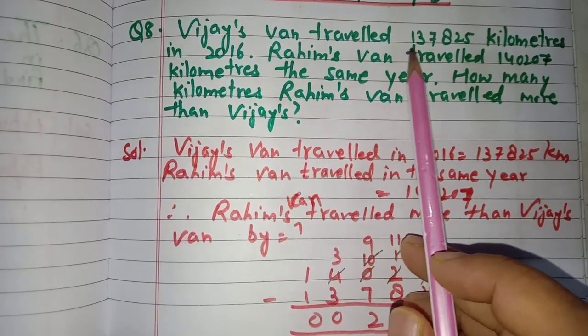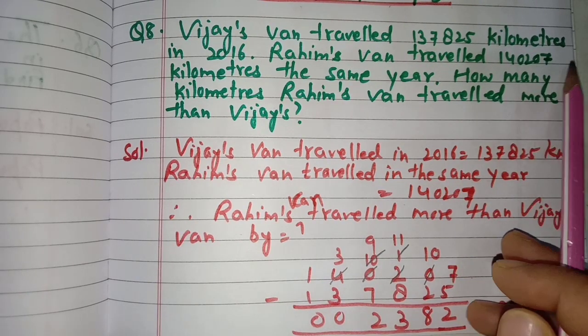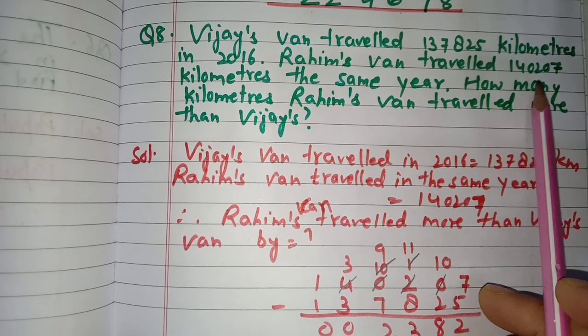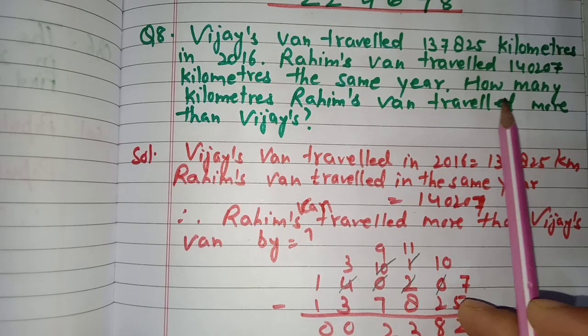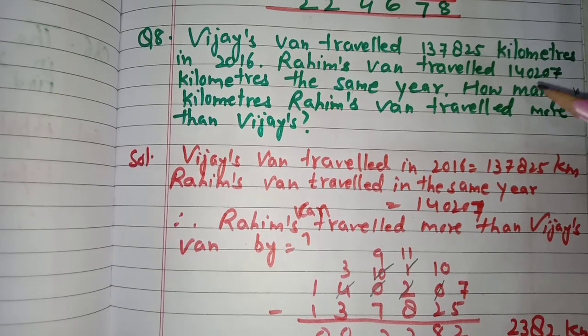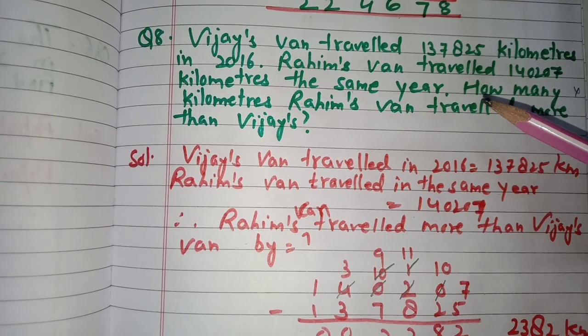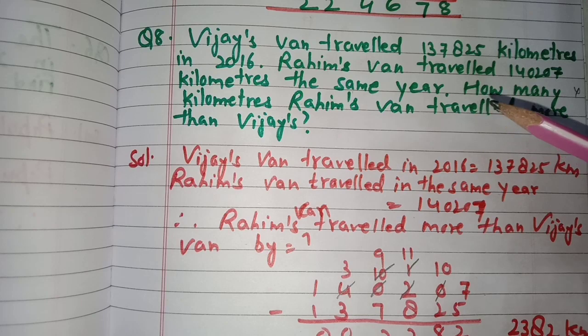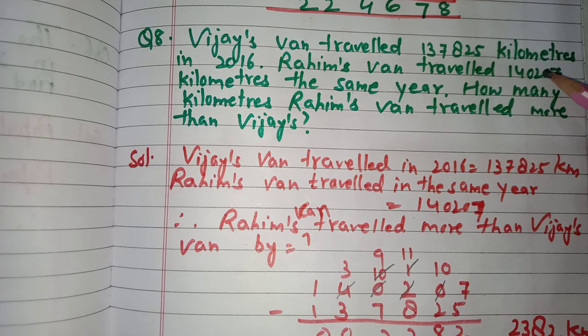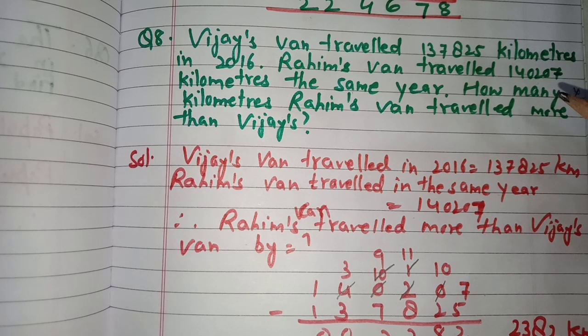Vijay's van travelled 1,37,825 kilometers in 2016. Rahim's van travelled 1,40,207 kilometers the same year. How many kilometers did Rahim's van travel more than Vijay's van? Now the distance travelled by both the vans is given, and this distance is travelled in the same year, that is 2016, and we can easily say that Rahim's van travelled more distance in 2016, but we need to find how many kilometers his van travelled more as compared to Vijay's van.